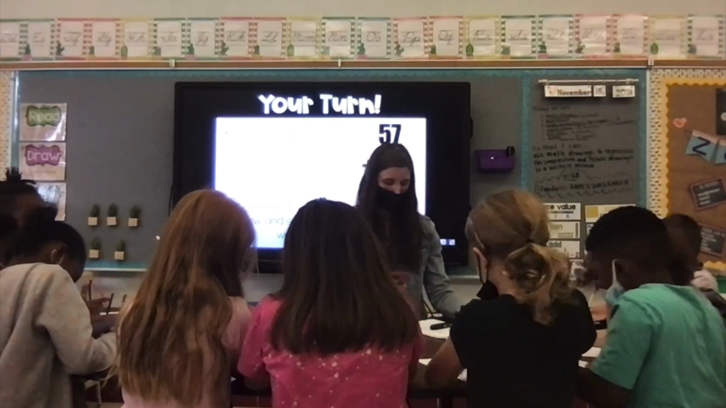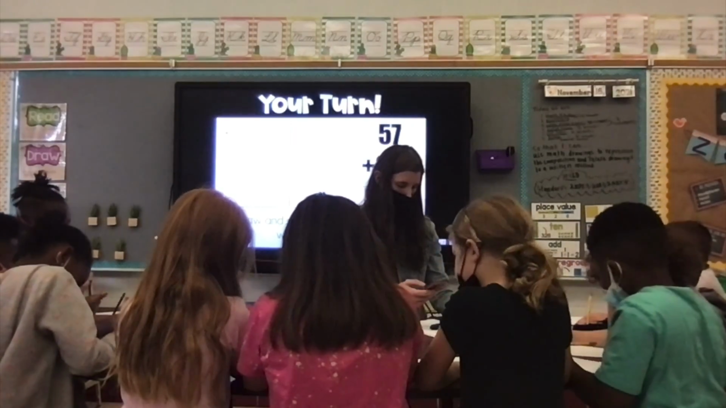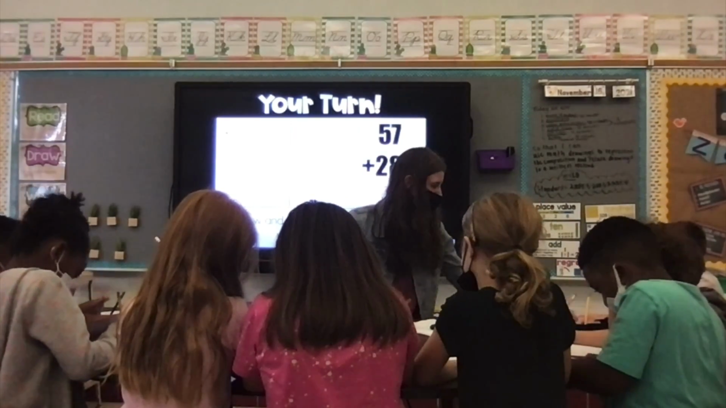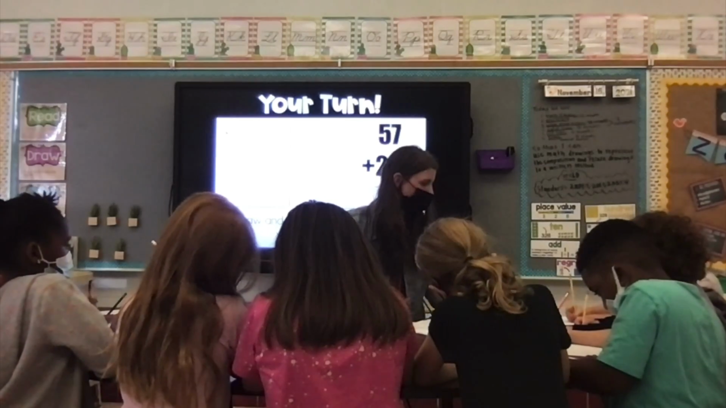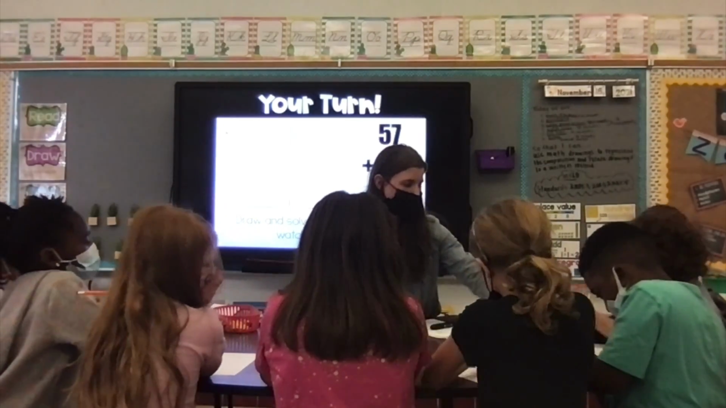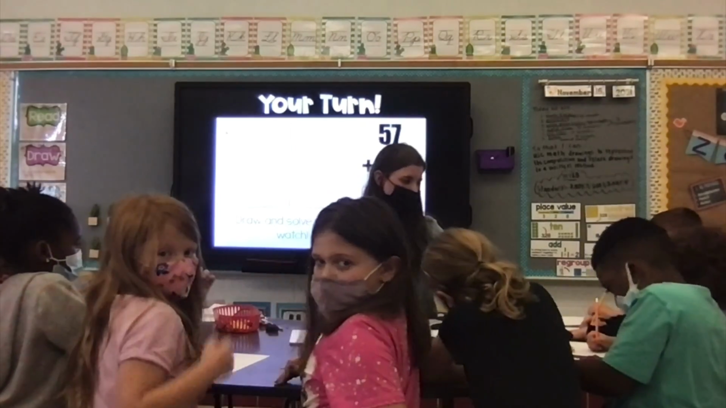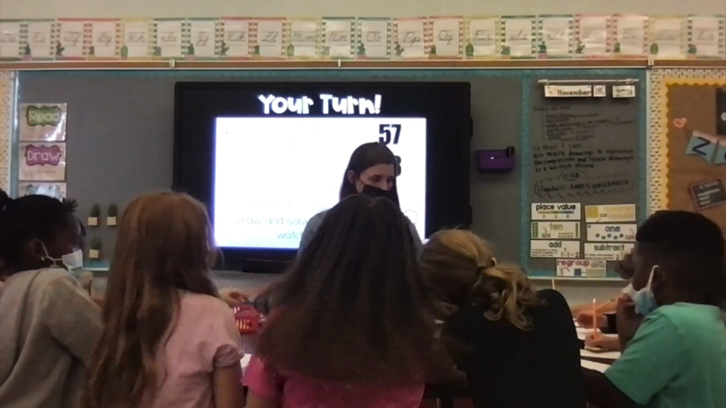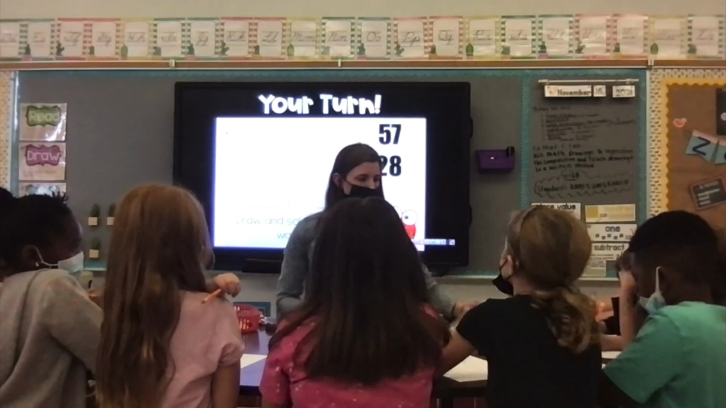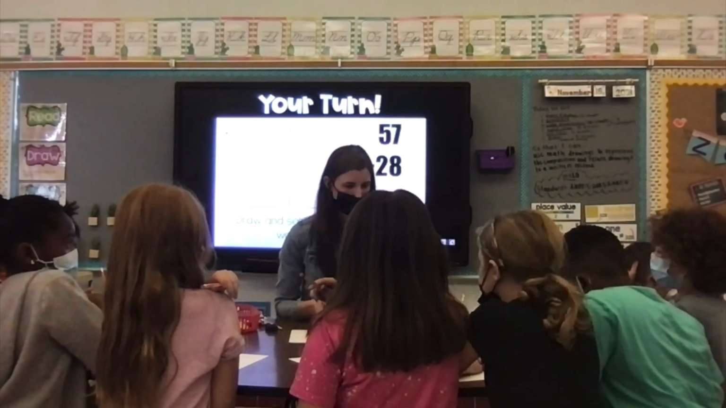Okay, make sure you have your equal sign underneath it. Now put your second number underneath it. Okay, but just make sure that each one's on top of each one. And show it on your place value chart. Come on. Good job.